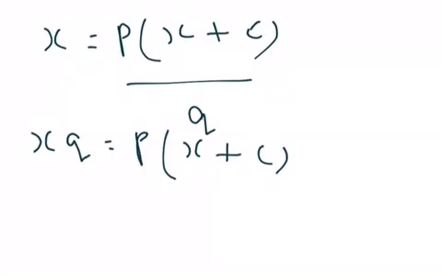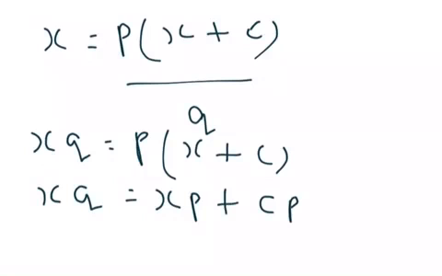So let's see. If we expand this bracket out, we've got xq on the left hand side equals xp, because p times x, plus cp. Now again, just like before, we want to keep all the x's together and everything else on the other side. So if I bring the xp from the right hand side to the left, because it's plus xp on the right, I need to do the opposite. So I will do minus xp from both sides. So I have xq minus xp equals cp.